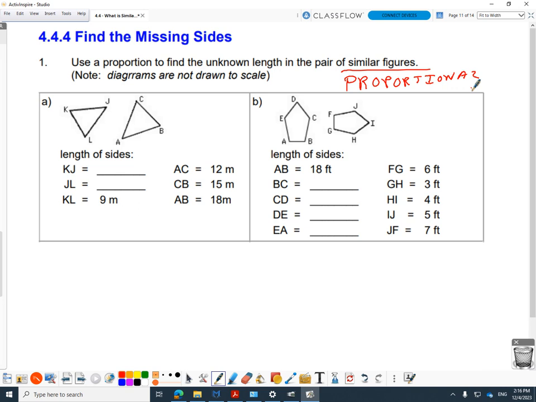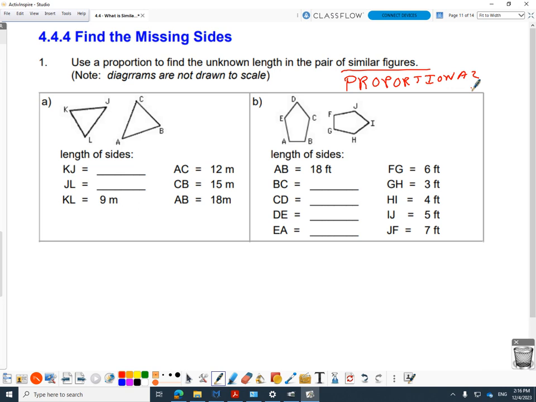Now I'm going to do this one without bringing in cross multiply. I'm eventually going to bring cross multiply in when I need it. I don't think you need cross multiply here. It says KL is 9 meters, AB is 18 meters.